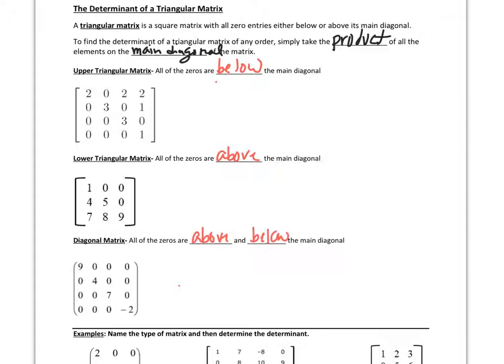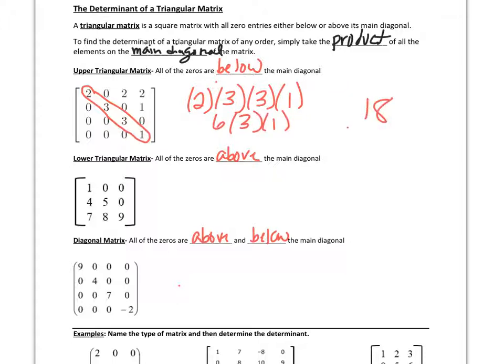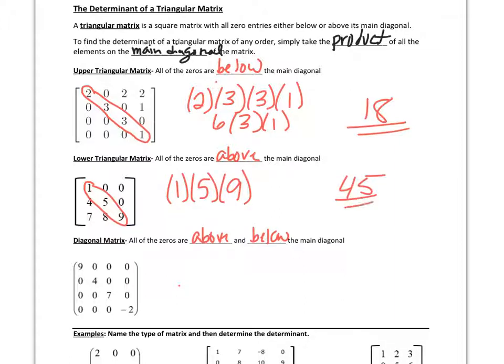So if I want to find the determinant of a triangular matrix, we're just going to multiply all of the numbers on the main diagonal. So here is my main diagonal for my upper triangular matrix. So we're going to multiply 2 times 3 times 3 times 1. So this is 6 times 3 times 1. So this should give me 18. For this one, we're going to multiply all of the numbers on the main diagonal. So that gives me 45.